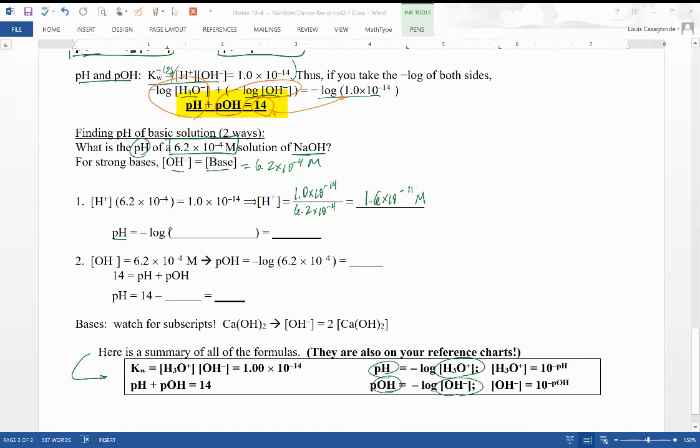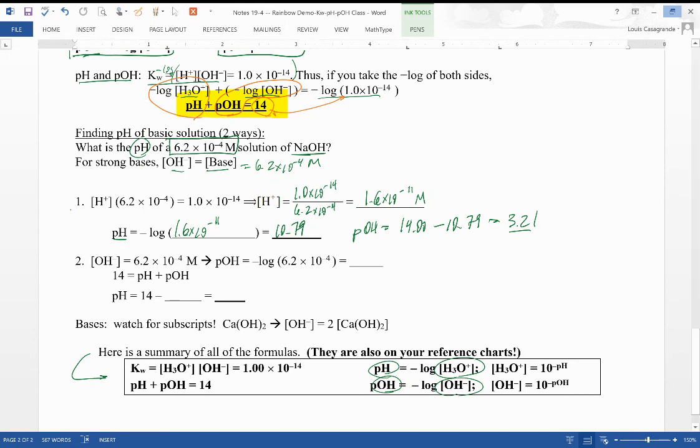So for the pH, I take the negative log of that 1.6 times 10 to the minus 11, and that gives me 10.79. If I wanted the pOH for this, then I would take 14.00 minus 10.79, and that's going to equal 3.21, which would be my pOH. So you can get all the other three that you're missing from the one that I give you.